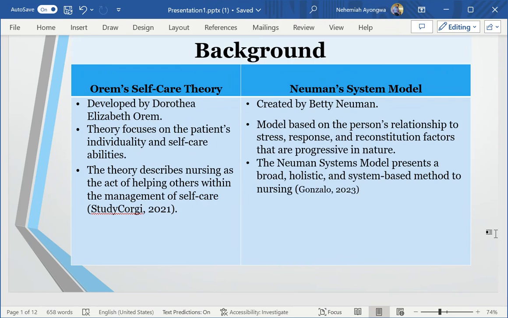Neuman's systems model was created by Betty Neuman. This model is based on the person's relationship to stress, response, and reconstitution factors that are progressive in nature. The Neuman systems model presents a broad, holistic, and systems-based method to nursing.